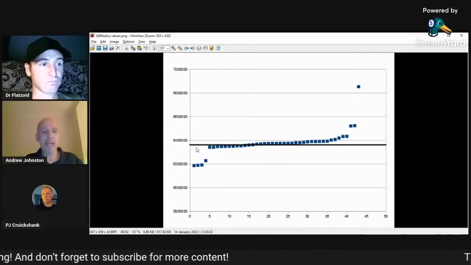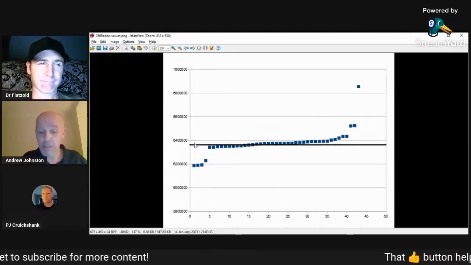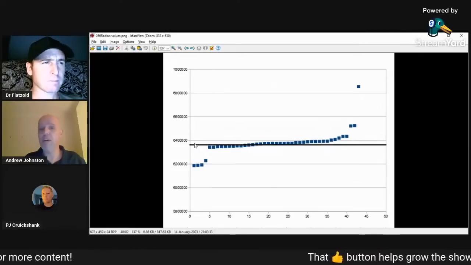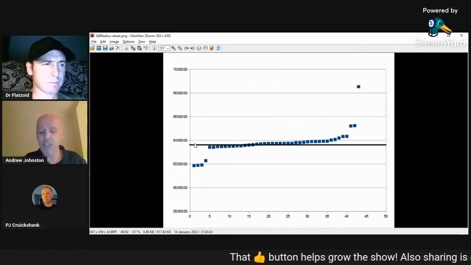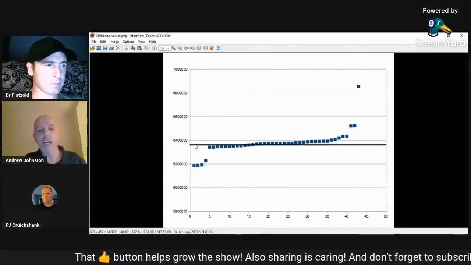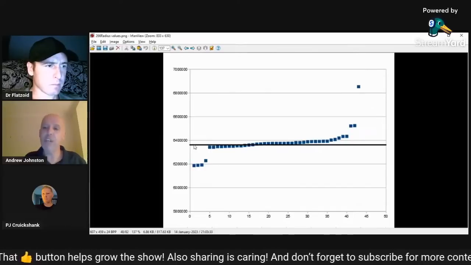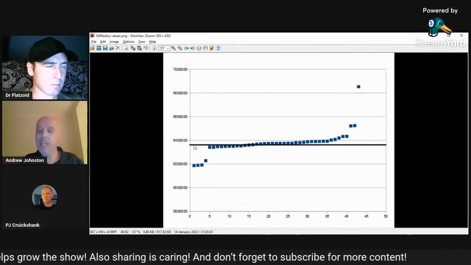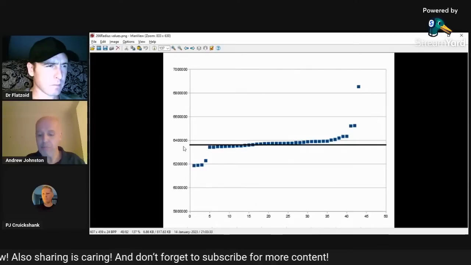Now, incidentally, the black line I've put is not the average of those values. The black line is actually the expected radius value based on their WGS84 spheroid. So you can see that their calculations that they got on average seem to compare very favorably with what we would expect today with our knowledge of the shape of the Earth.